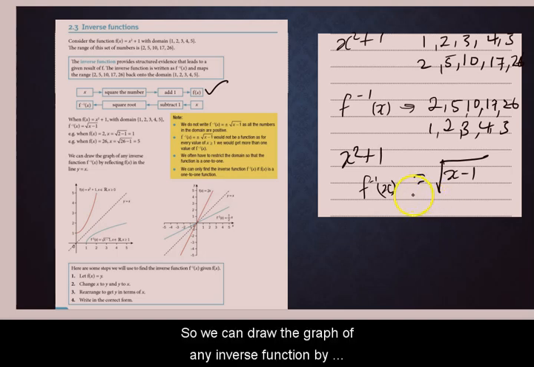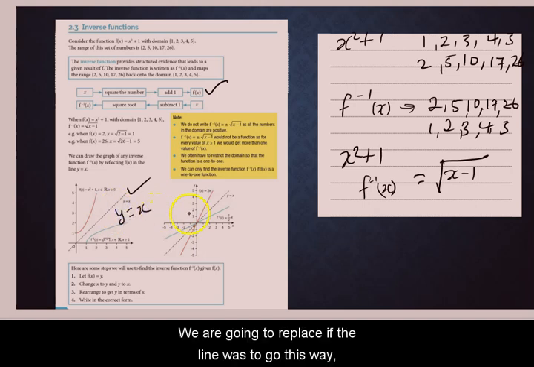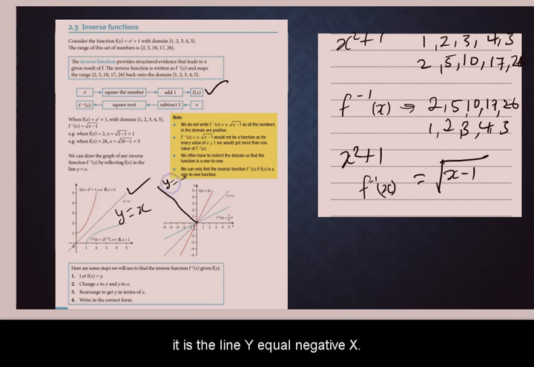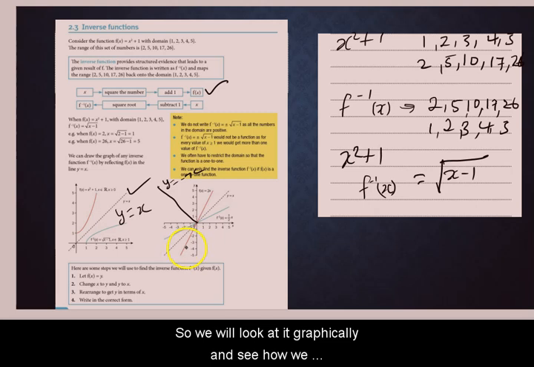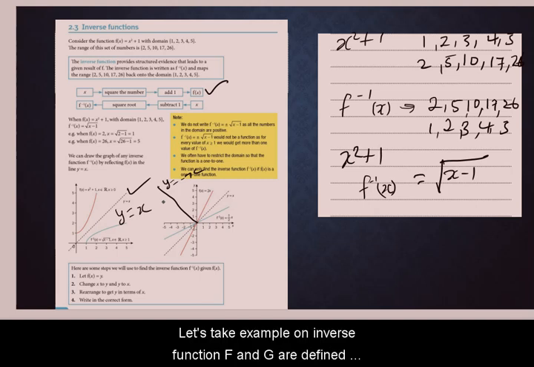So we can draw the graph of any inverse function by reflecting f of x in the line y equals x. This is the line y equals x. So we are going to see this line y equal x. We are going to reflect. If the line was to go this way, it is the line y equal negative x. So we will look at it graphically and see how we can use this graphical method to solve the inverse of a function.